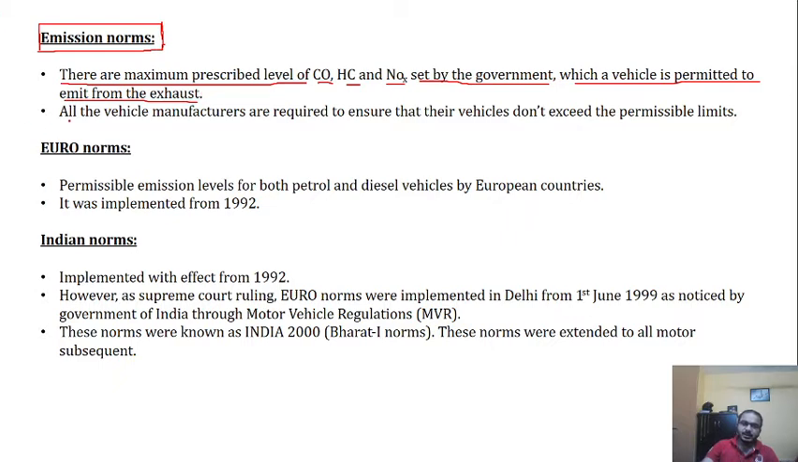So all the vehicle manufacturers are required to ensure that their vehicles don't exceed the permissible limits. Now there are two kinds of norms: Euro norms and Indian norms. Euro norms means the norms which are prescribed by the European countries.